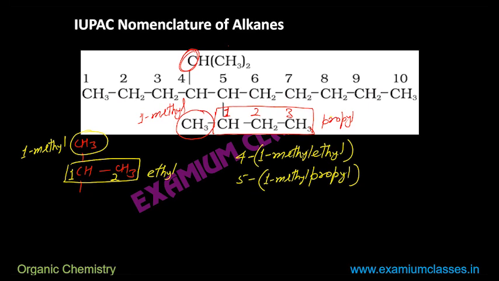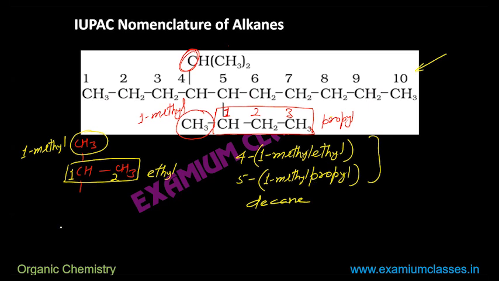So I got all the branches. On fourth, I have a branch. On fifth carbon, I have a branch. And then total number of carbons in main chain, 10 carbons. So it means decane. Now I will arrange the branches in alphabetical order. Methyl ethyl will come first. Methyl propyl will come afterwards. Methyl ethyl. After methyl, I have E here. This will come first, as compared to after methyl, I have P.